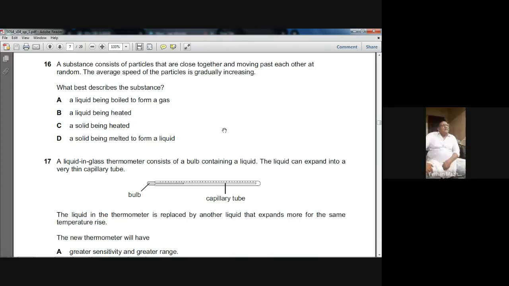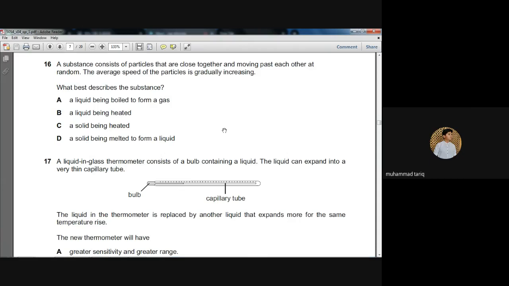What does describe the substance? It's a liquid. Sir, liquid. B part. I think A, liquid being boiled to form gas. When the boiling takes place, the speed does not increase. The temperature does not increase when the boiling happens.